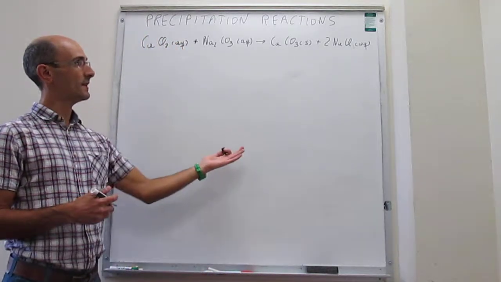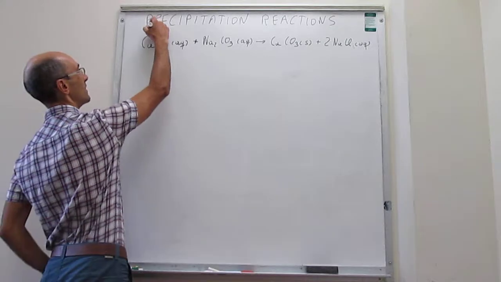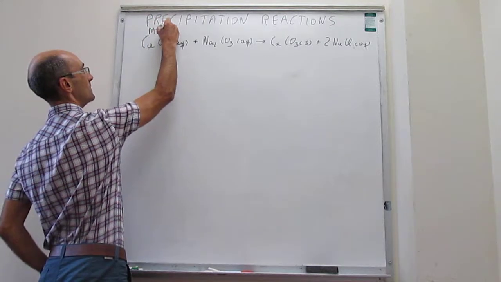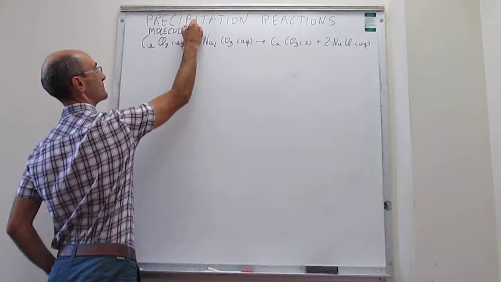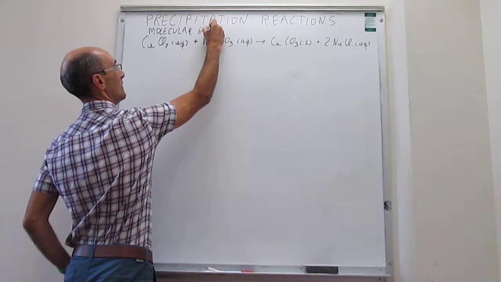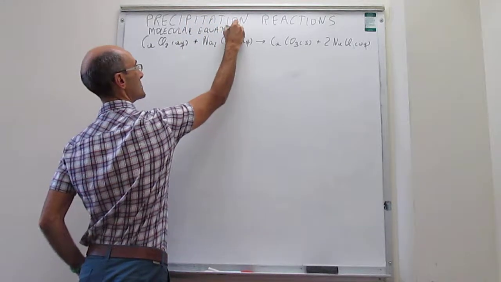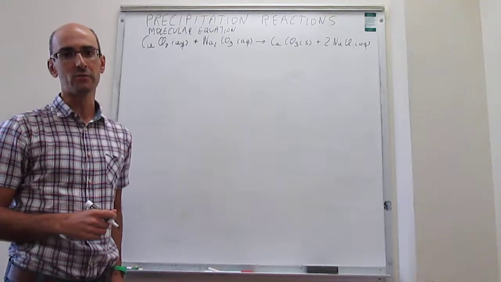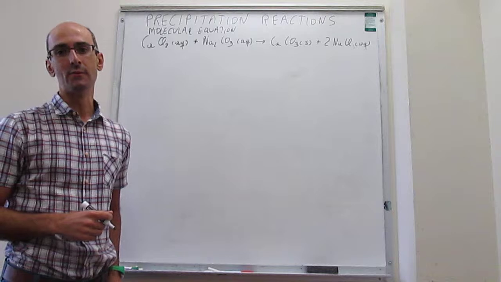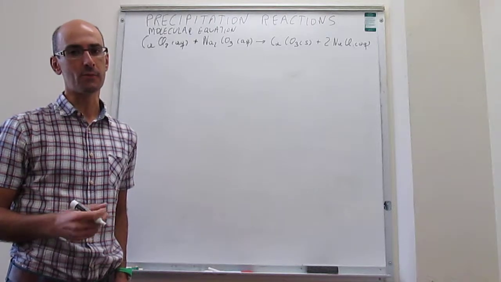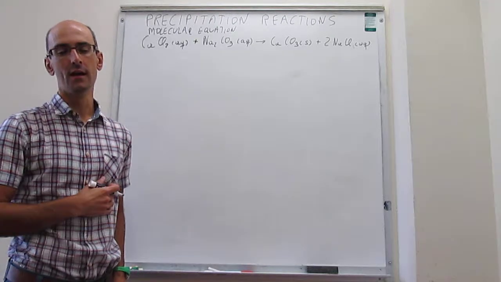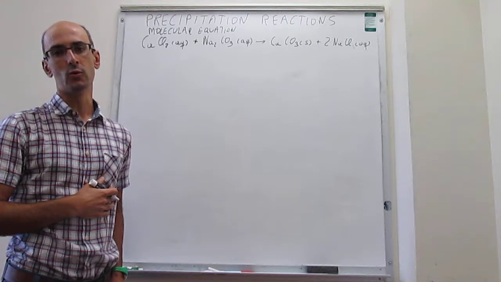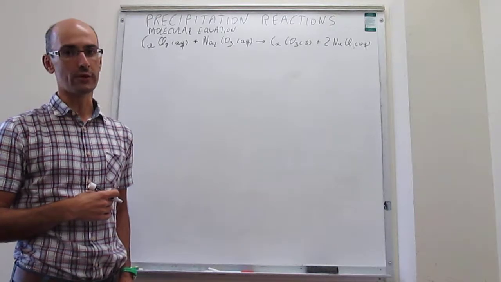Now, this is called the molecular equation. This molecular equation only tells us the main players in the reaction, but it really doesn't tell us why the precipitation reaction takes place. To actually take a look at that, we're going to write now what is called the complete ionic equation.